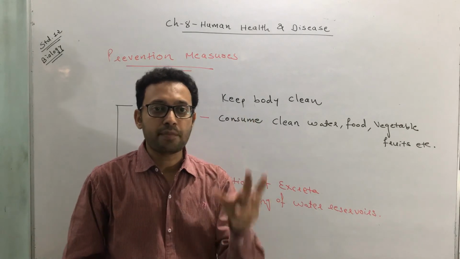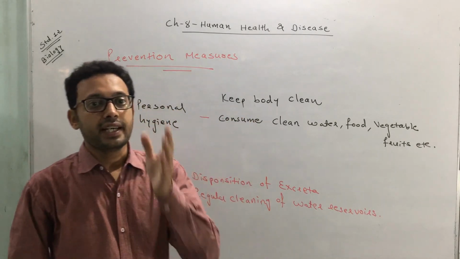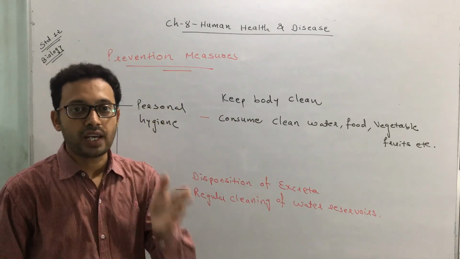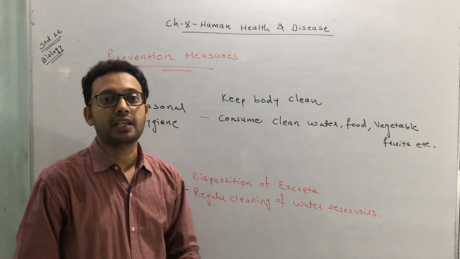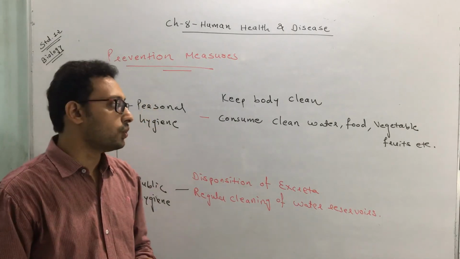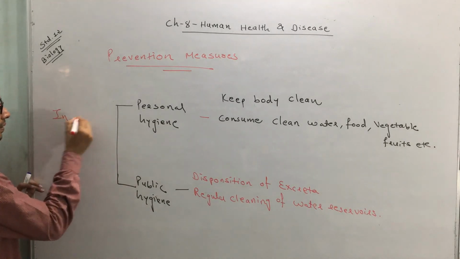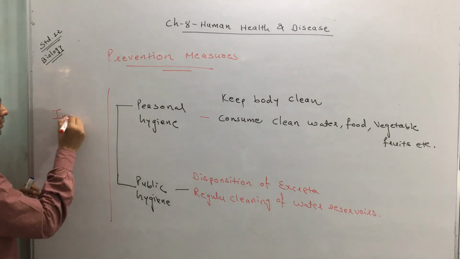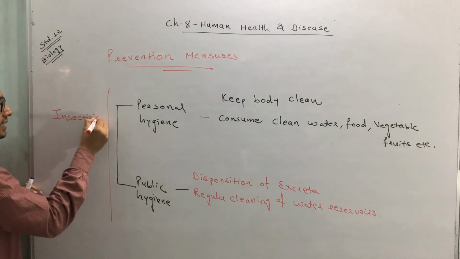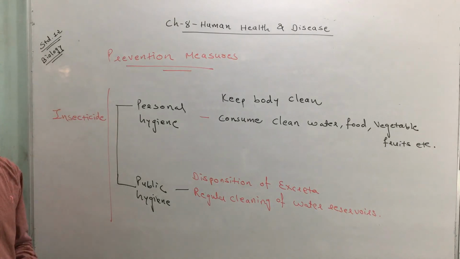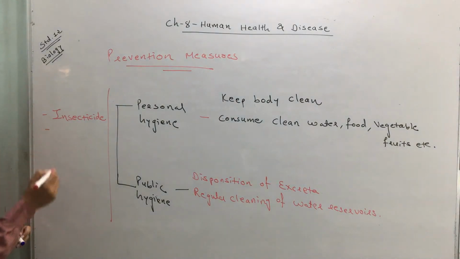So we have to keep the numbers of this vector limited, like housefly and mosquito numbers. That has to be controlled. And how can we control it? We can use insecticides, because insecticides kill these insects, housefly and mosquito. Okay, we should use insecticides.